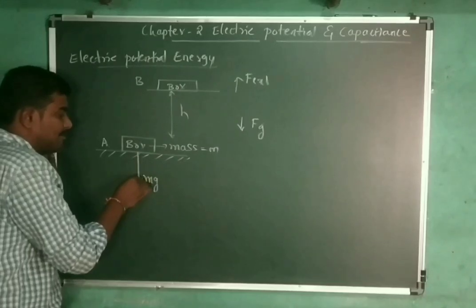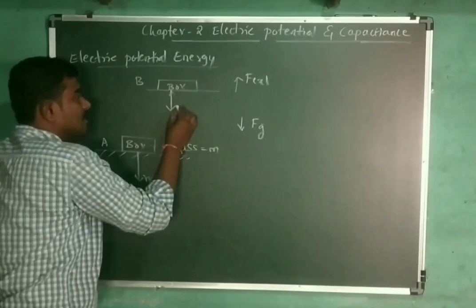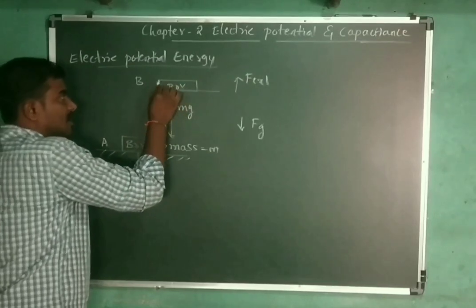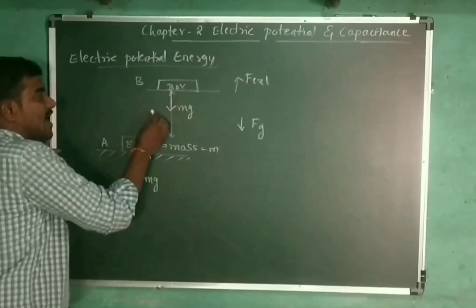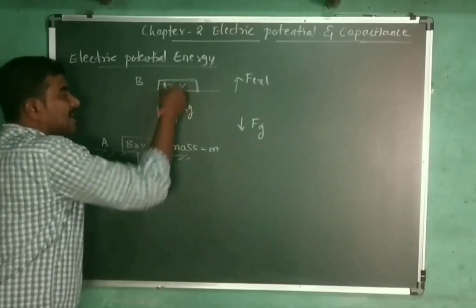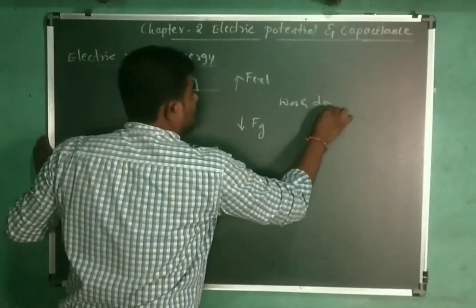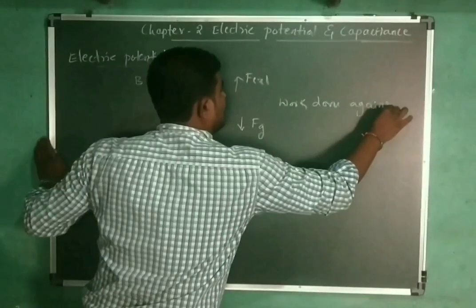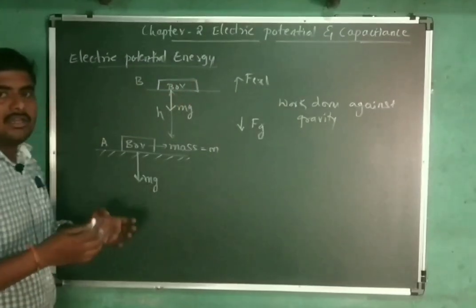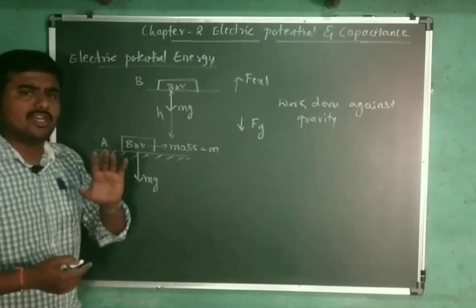Initially the box was experiencing a gravitational force downward, and now also the box is experiencing a downward force mg. And I applied force on this box, and I have displaced it to a height of h. Therefore I have done work on this box against gravity. And as I have already told you, if work is done against any field, then the energy is going to be stored in the object.